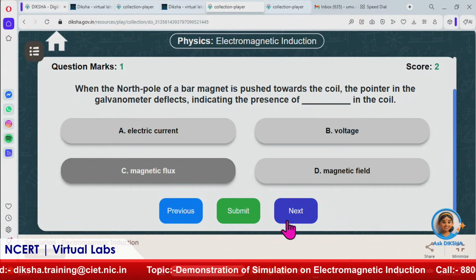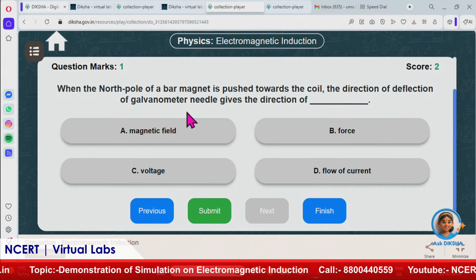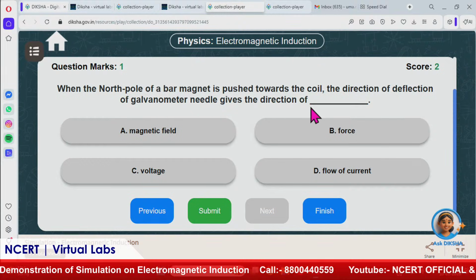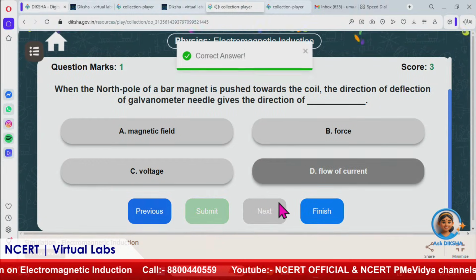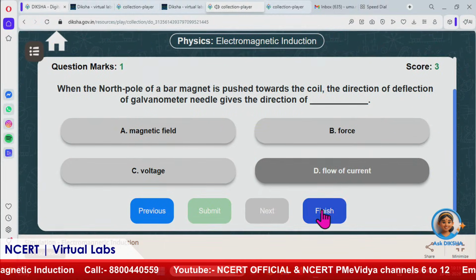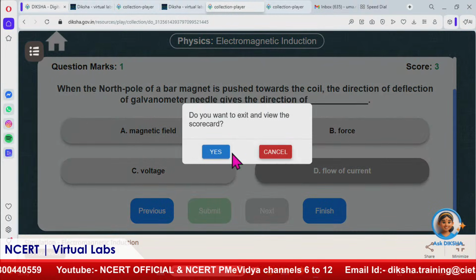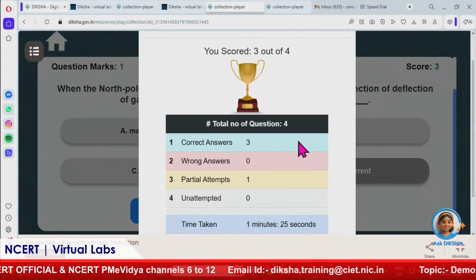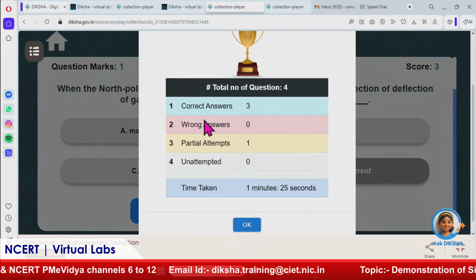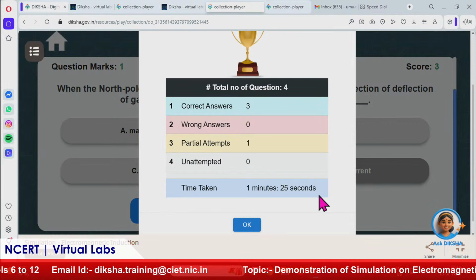Next, when the north pole of the bar magnet is pushed toward the coil, the direction of deflection of the galvanometer needle gives the direction of flow of current. Current. Submit. Then finish. Yes, see, this kind of scorecard will also appear: 3 out of 4, correct answers 3, wrong answers 0, partial attempt 1, unattempted 0, in 1 minute 25 seconds.